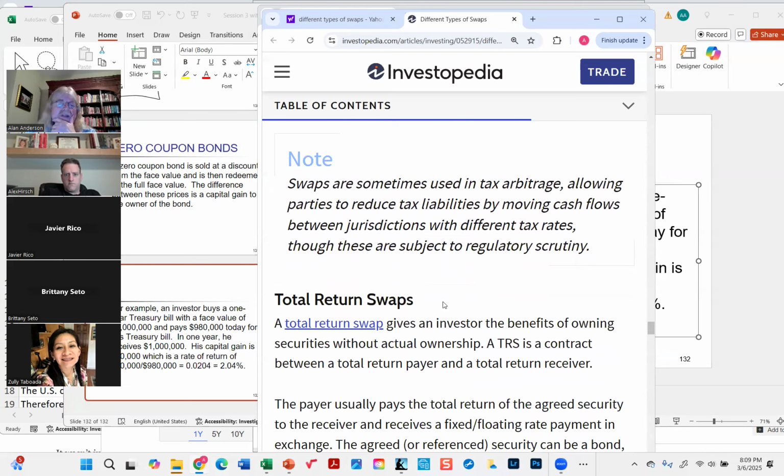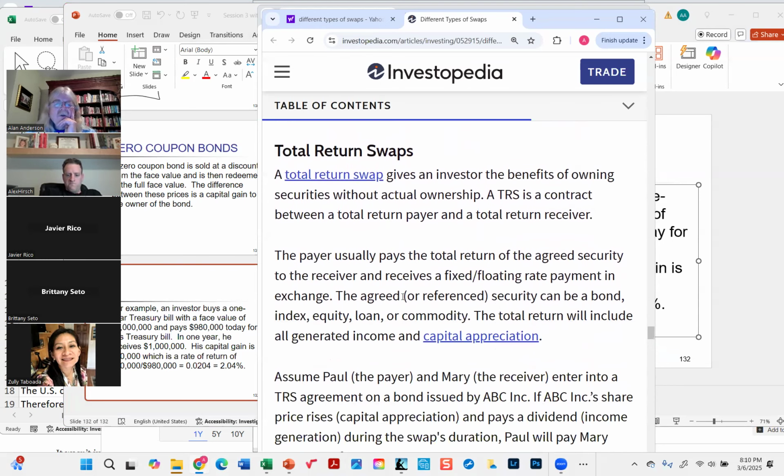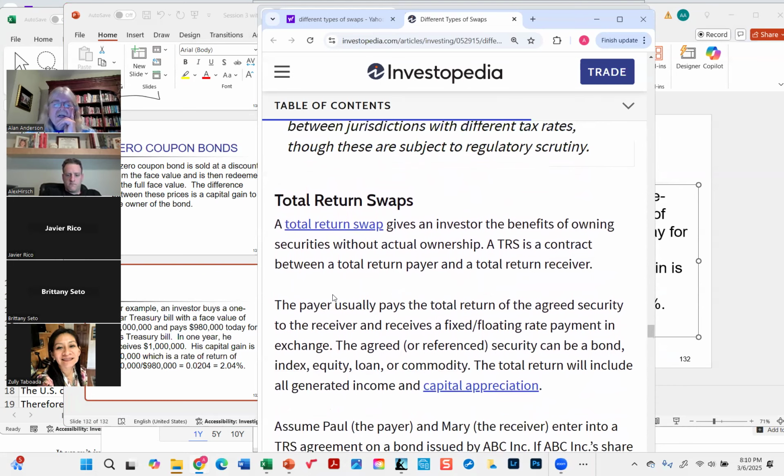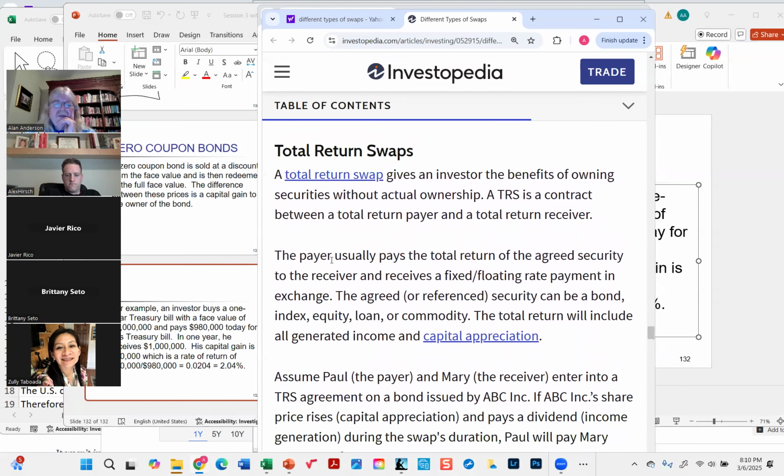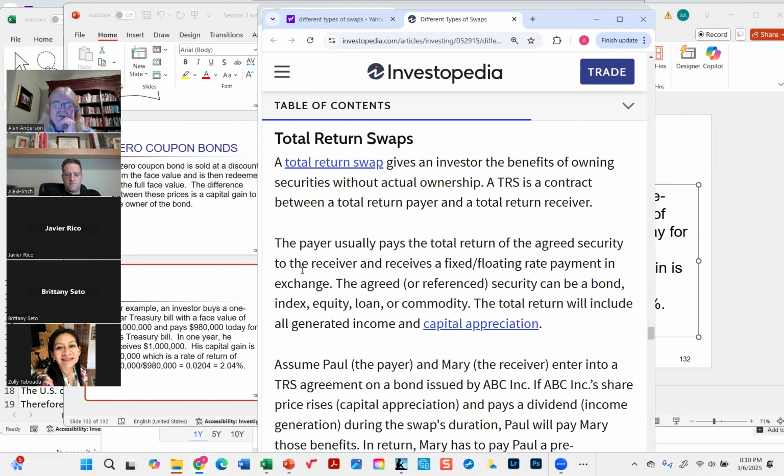Now look at this. Sometimes taxes are used in tax swaps, used in tax arbitrage, allowing parties to reduce tax liabilities by moving cash flows between jurisdictions with different tax rates. And the total return swap means that you are essentially able to collect returns on a security in exchange for some rate of interest.